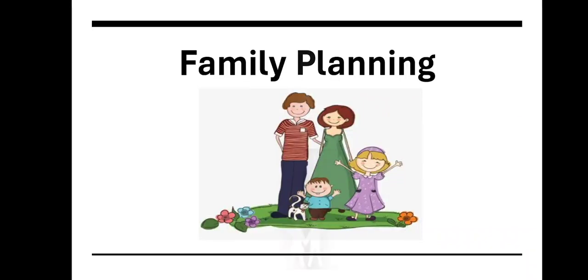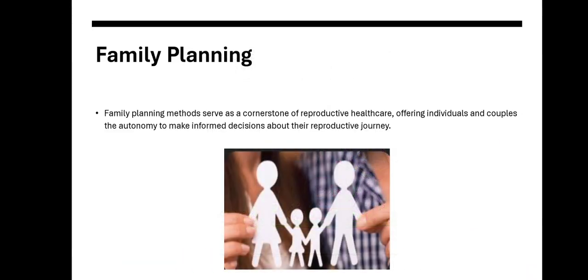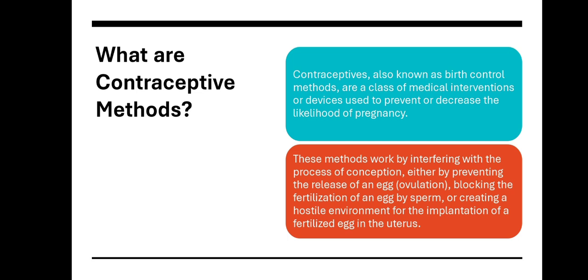Contraceptive methods. Family planning methods serve as a cornerstone of reproductive healthcare, offering individuals and couples the autonomy to make informed decisions about their reproductive journey. What are contraceptive methods? Contraceptives, also known as birth control methods, are a class of medical interventions or devices used to prevent or decrease the likelihood of pregnancy.